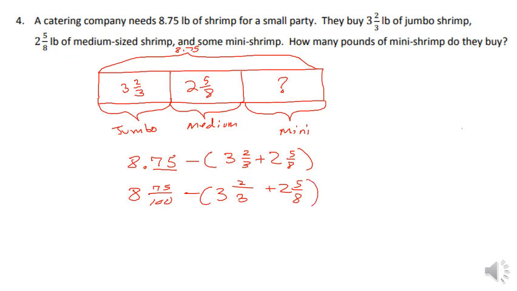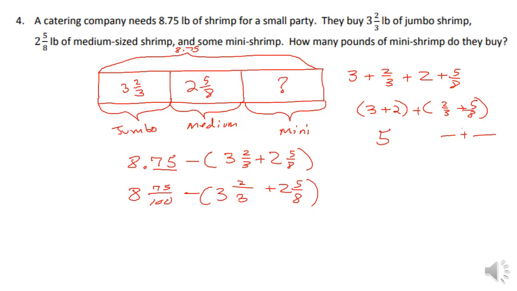So let's go ahead and do this one. We have 3 plus 2/3 plus 2 plus 5/8. When we rewrite this, we get 3 plus 2 plus 2/3 plus 5/8. So now we got 5. Over here, we know we're going to get 24, because 8 times 3 is 24. And 8 times 2 is 16. 3 times 5 is 15. So now we got 5, and 15 plus 16 is going to be 31/24.